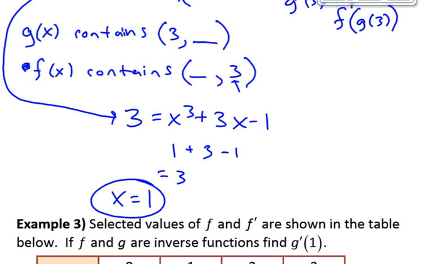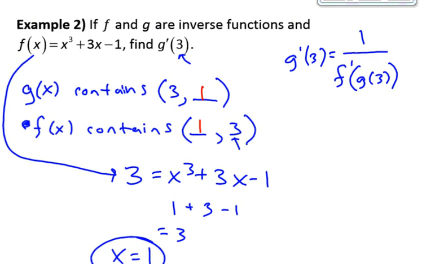So we're going to put 1 here for our x value of f, which means that when g is 3, its y value is 1. Now that we've found that y value, we're going to plug that in, and so g prime of 3 is 1 over f prime of 1.